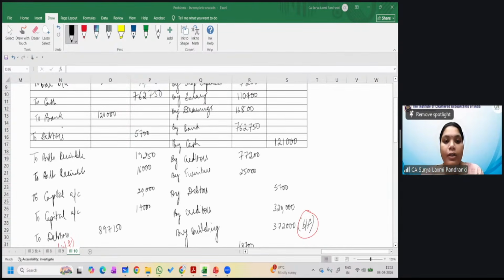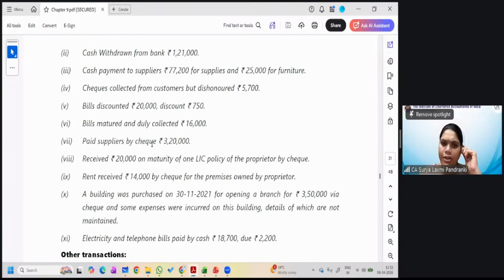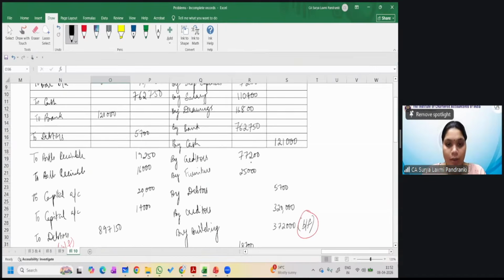Then shall I move on to the next account? So we almost finished the cash and bank account transactions, everything, and we saw what the balancing figure is also. Now let us move.